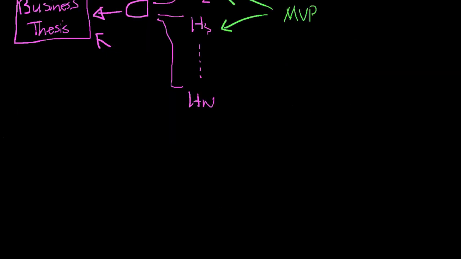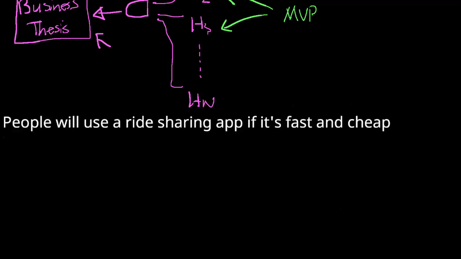Let's start by looking at the first example hypothesis that we have. So people will use a ride-sharing app if it's fast and cheap. Before we talk about what's wrong with this hypothesis, let's first go over what a good hypothesis should do. A good hypothesis should do three things. The first is that it should support the thesis if it's true. So that's kind of obvious. If this is true, it should buttress the validity of the business thesis here.